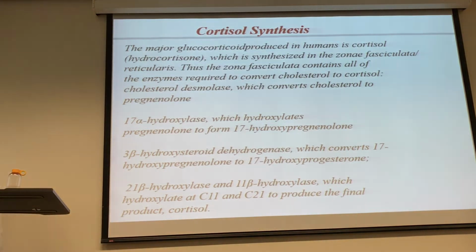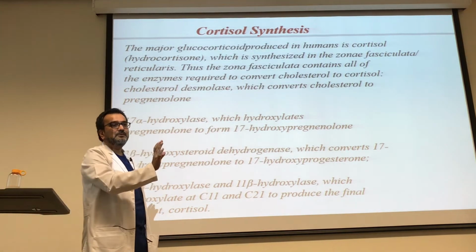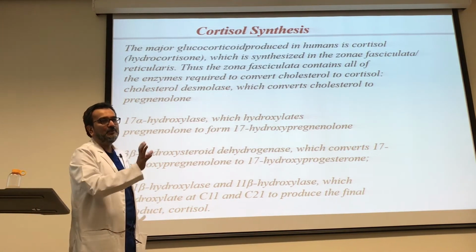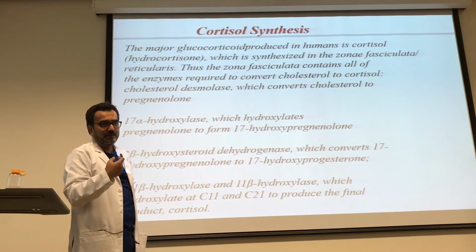So the major glucocorticoid produced in humans is cortisol, which is hydrocortisone. This is synthesized mainly in the zona fasciculata and reticularis. So in certain layers there would be deficiency of certain enzymes, and that's why you are going to produce a certain set of hormones within a certain layer of the adrenal cortex.